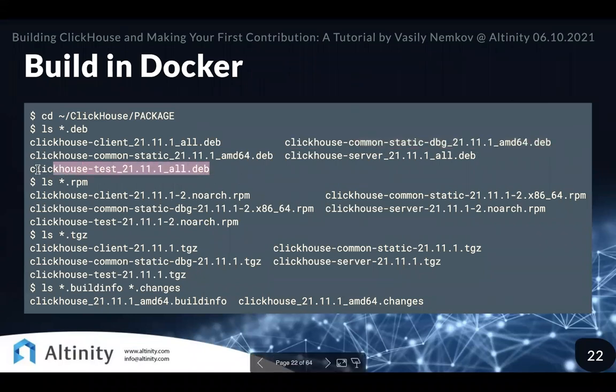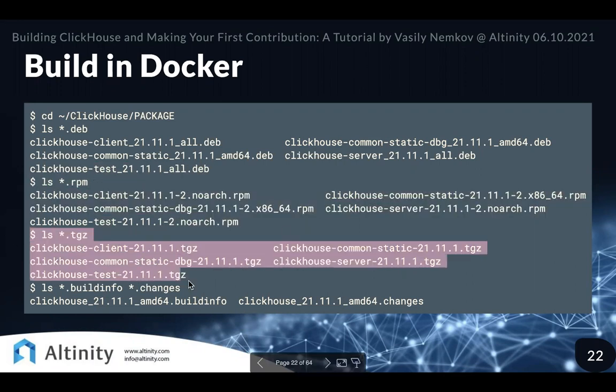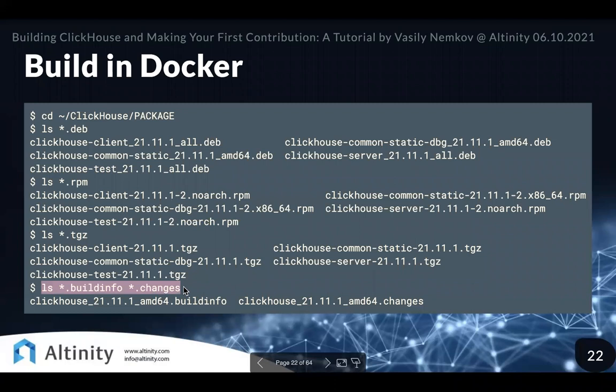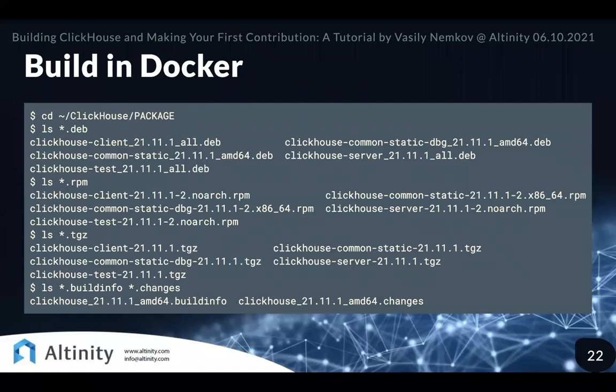And also, auxiliary stuff is ClickHouse test, which contains, if I recall correctly, the stateless tests of ClickHouse, and we are going to return to this later when talking about testing. Also, the very same theme for RPM packages and very same stuff for TGZ packages. And also some additional files of build info and changes. If I recall correctly, this is the change log and information about the build system that was utilized. So you can go ahead and install your deb packages or RPM packages on any compatible system and run your server.